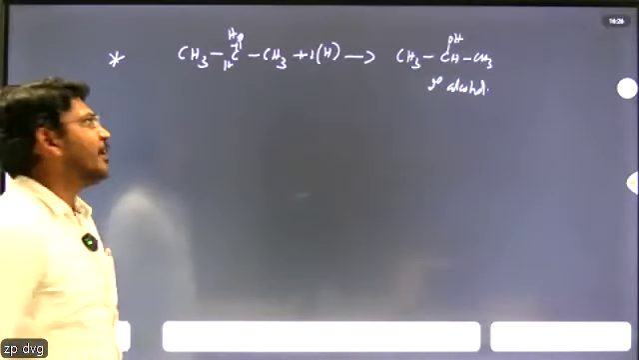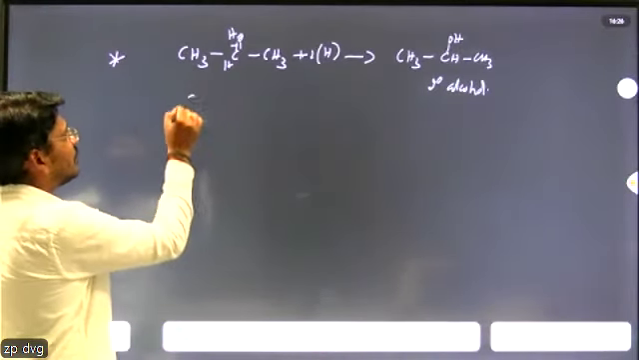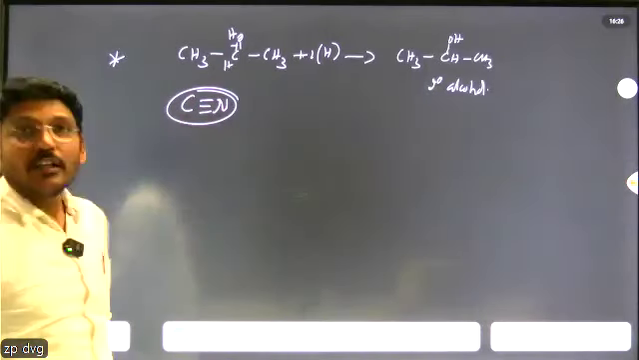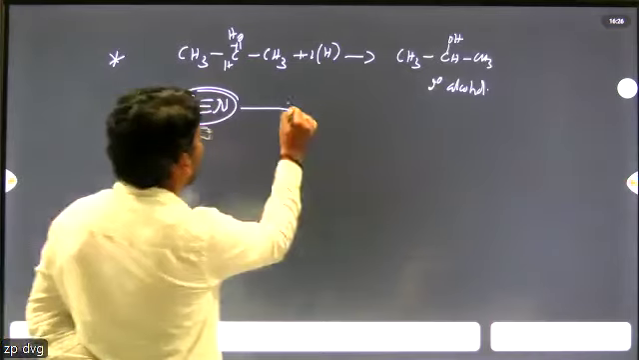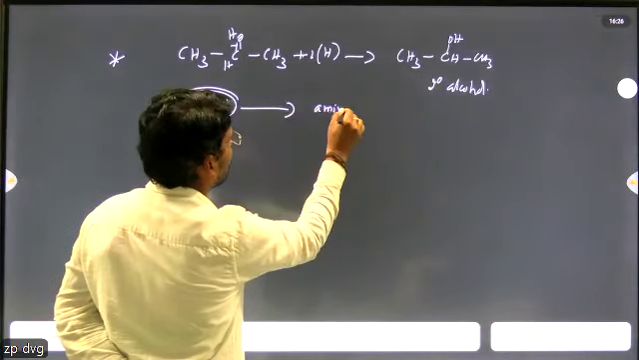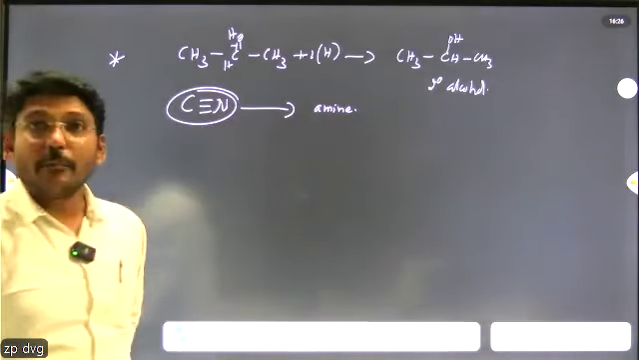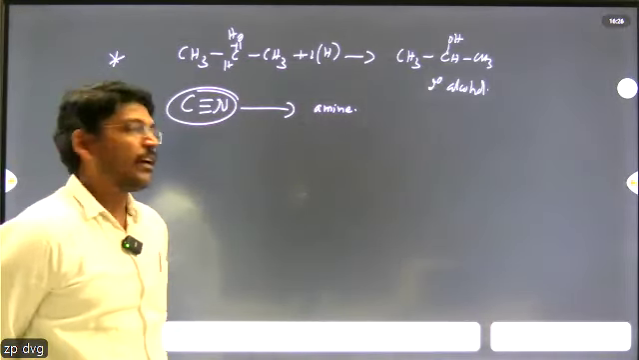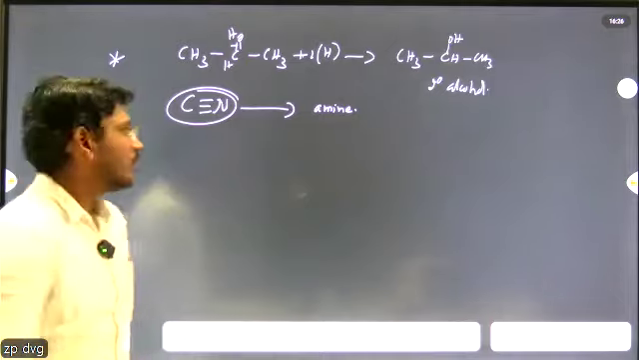So lithium aluminum hydride, whatever lithium aluminum hydrides are there, has the capacity to convert a cyanide into an amine also. Lithium aluminum hydride has the capacity to reduce cyanide to amine. Sodium borohydride is a selective reducing agent, right?